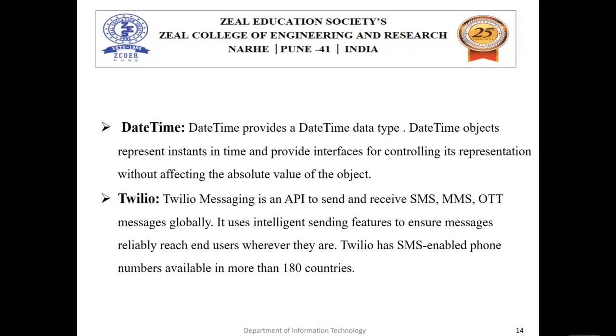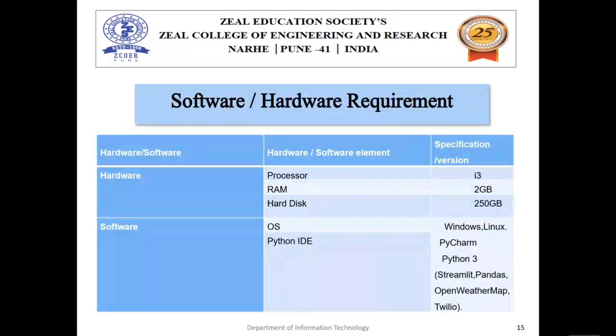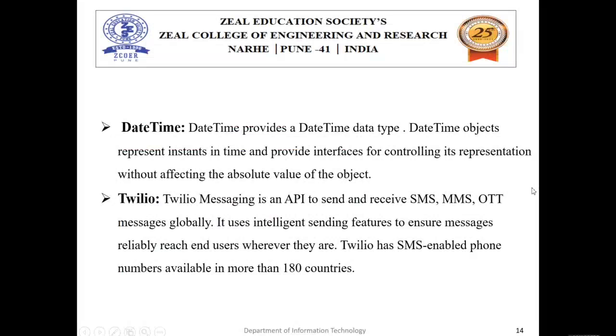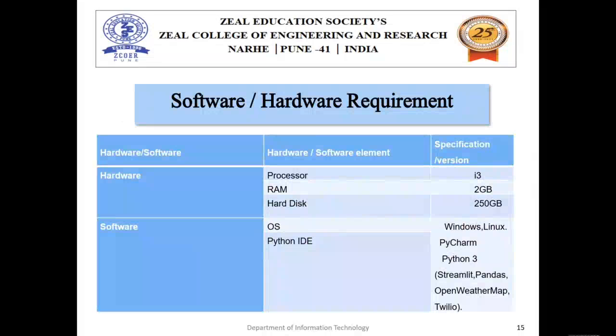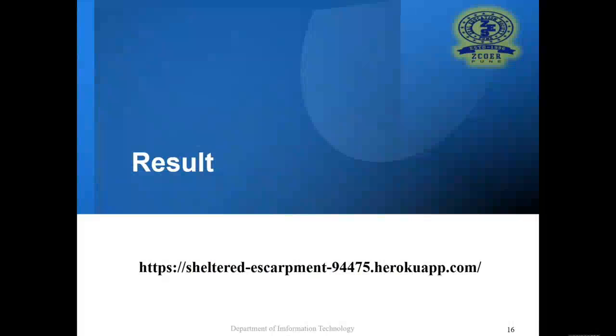Twilio has SMS enabled phone numbers available in more than 180 countries. And in this project, by using Twilio, we will send a message to our phone to bring an umbrella as a reminder when there are chances of rain. Now the implementation part of this project will be presented by Rohit.